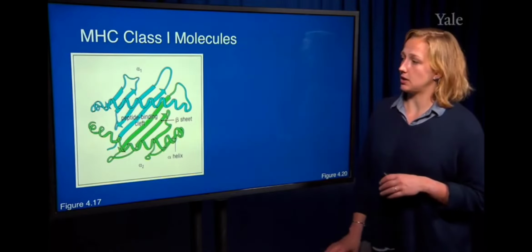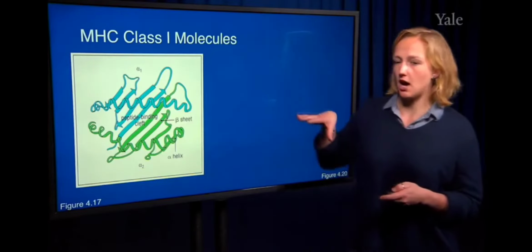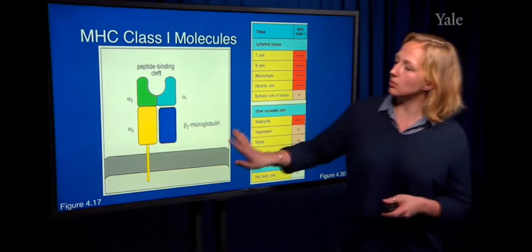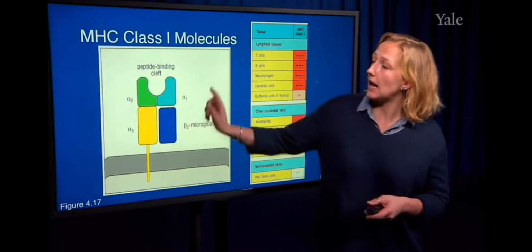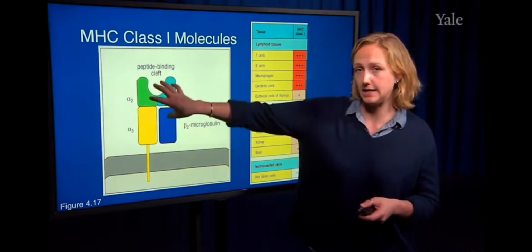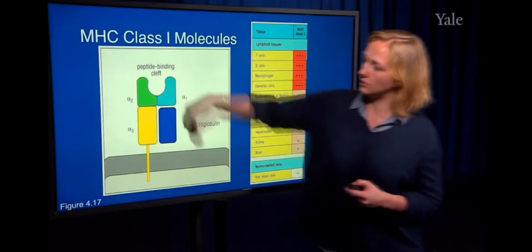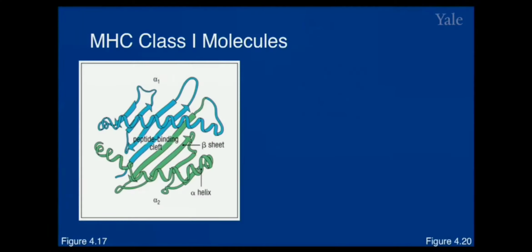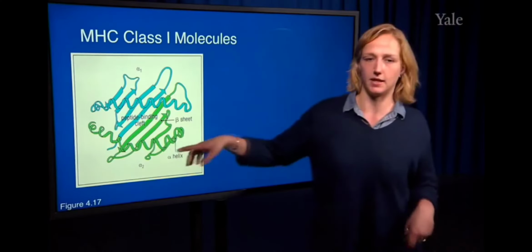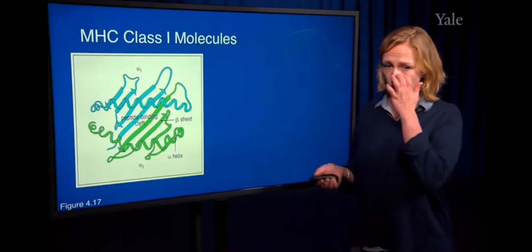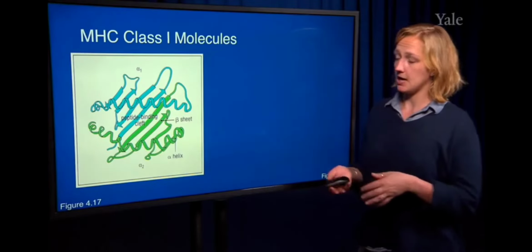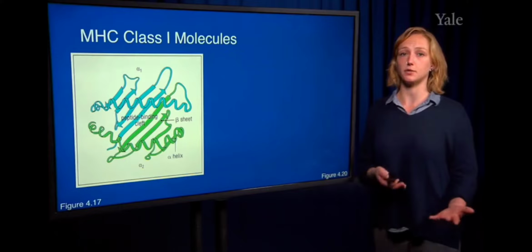So if we look at MHC class 1 molecules and the peptides that they present, depicted here from the top, so if we go back, here we're looking at it from the side. Here at the top is where the peptide binding cleft is. And if we take a downward look at the peptide binding cleft, we see it here. It kind of looks like a hot dog bun, made up of two beta sheets and an alpha helix at the top. So MHC class 1 molecules bind very short peptides that are between 8 and 10 amino acids long.